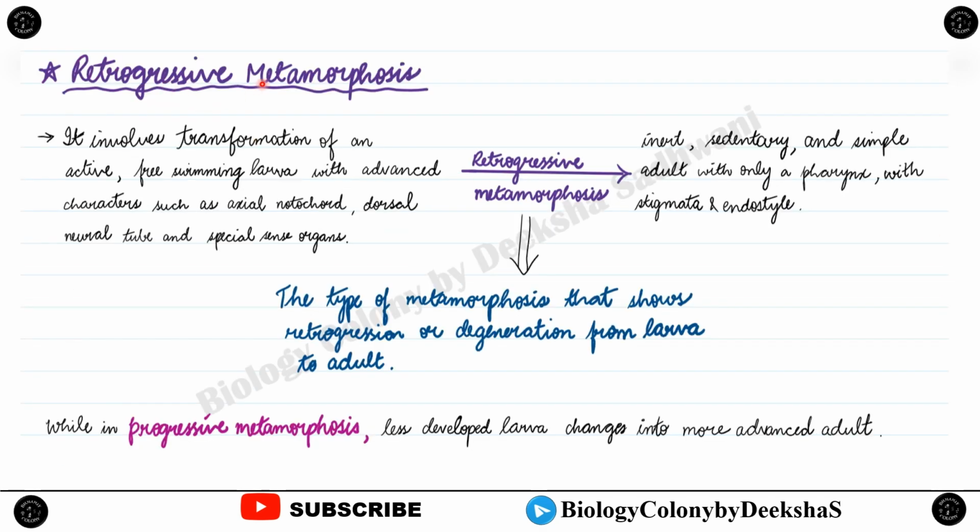Now let's talk about the process of metamorphosis. Herdmania has retrogressive metamorphosis type, and it involves transformation of an active free-swimming larva with advanced characters such as axial notochord, dorsal neural tube, and special sense organs into the inert, sedentary, and simple adult with only a pharynx with stigmata and endostyle. So the adult Herdmania is less developed and basically it is degenerate. So this type of metamorphosis that shows retrogression or degeneration from larva to adult is called the retrogressive metamorphosis. While in progressive metamorphosis, less developed larva changes into the more advanced adult.